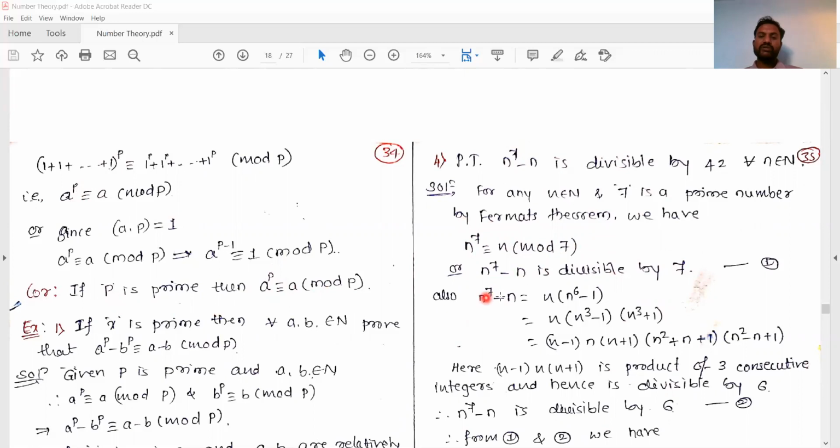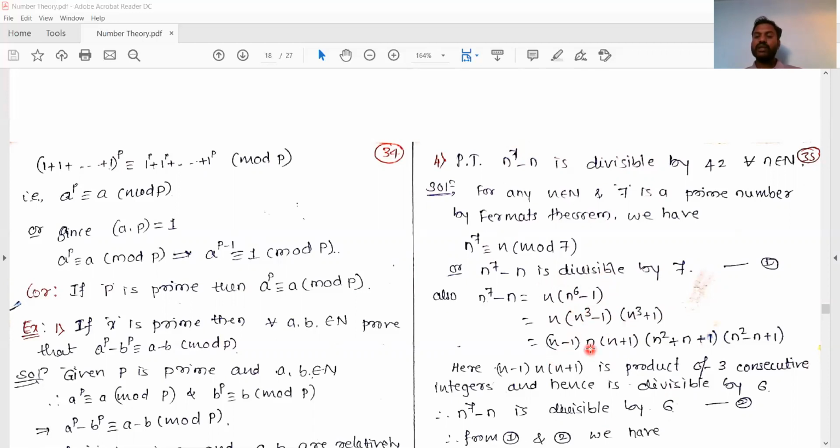Also, n raised to 7 minus n, we can take n as common, so remaining n raised to 6 minus 1. n raised to 6 minus 1 is what? n cube whole square minus 1 square. Then the a square minus b square formula you have to apply. So writing n cube minus 1 and n cube plus 1. Again, n cube minus 1.